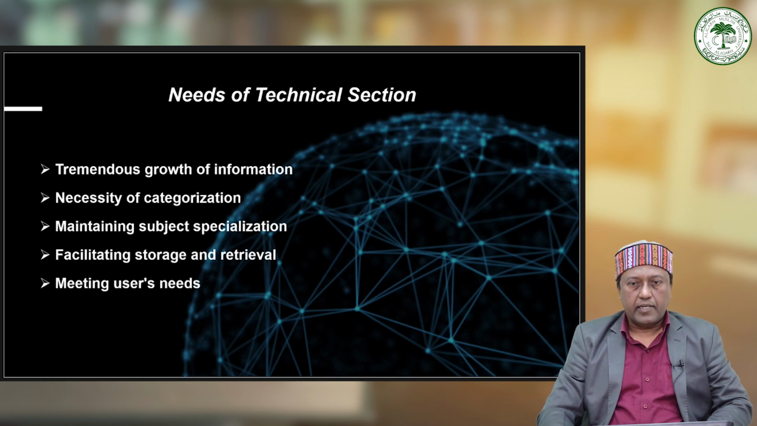Another importance of the technical section is that it facilitates storage and retrieval. Systematic arrangement of documents through technical processing facilitates easy storage and retrieval of material, enabling efficient use of library resources. And the next important need of a technical section is meeting users' needs. Ultimately, the primary goal of technical processing is to satisfy the needs of library users by providing them with organized and accessible collections that align with their information requirements.